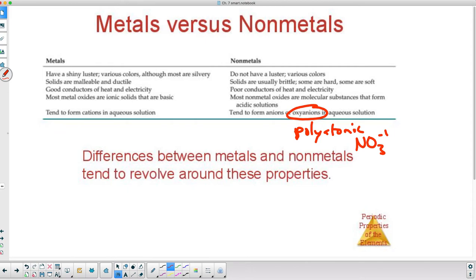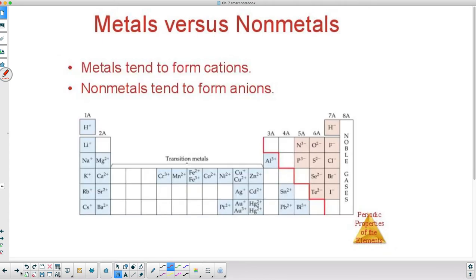Most metals are basic, and most nonmetals are acidic. Okay, so opposites of each other. Let me just keep going here. So here we go. Take a look just quickly. Metals tend to form cations. Take a look at this chart.